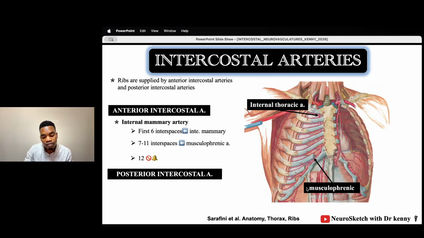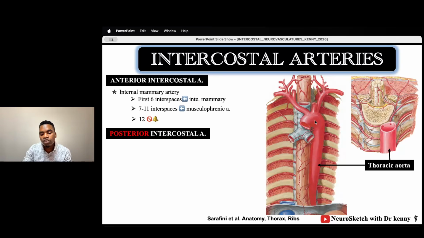Below rib number 12, we have a subcostal space or subcostal area, and it does not receive blood from anterior intercostal from the internal thoracic artery. We see it receives only from posterior circulation, and the posterior circulation is supplying the posterior side. The posterior circulation is contributed by the thoracic aorta or the descending aorta. The descending aorta is the one that gives the posterior intercostal arteries, which is also called the thoracic aorta.